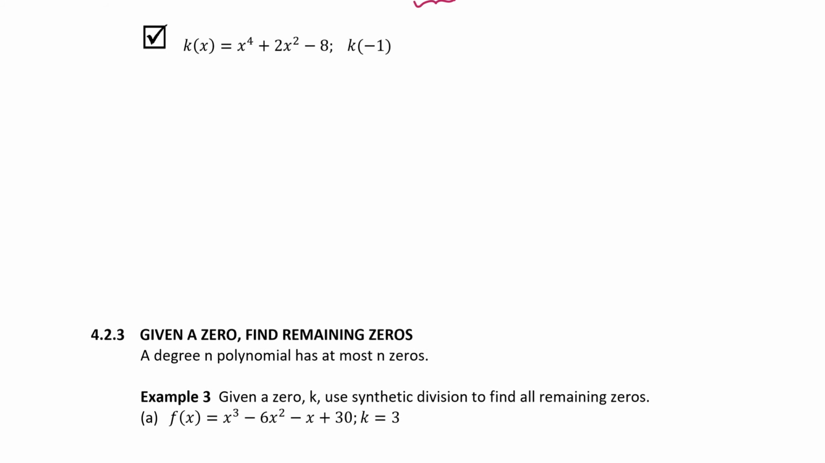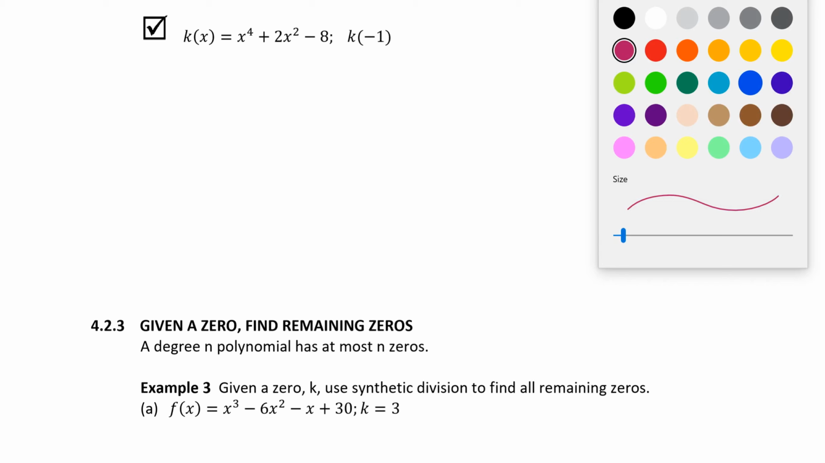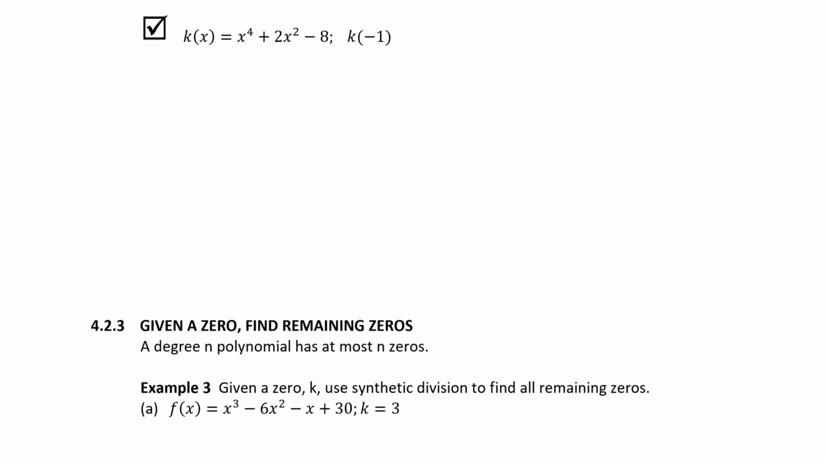If you want to pause the video for a minute and evaluate k of negative 1 using the remainder theorem, then unpause and we can work it together and see if you got the right answer. So in the box, we will put the argument negative 1. Now watch your coefficients here. Notice we have x to the 4th. X cubed is missing, so we're going to need a 0x cubed. We've got x squared. X is missing, so we're going to need a 0x and then our constant term. So the appropriate row of constants would be 1, 0, 2, 0, and negative 8.